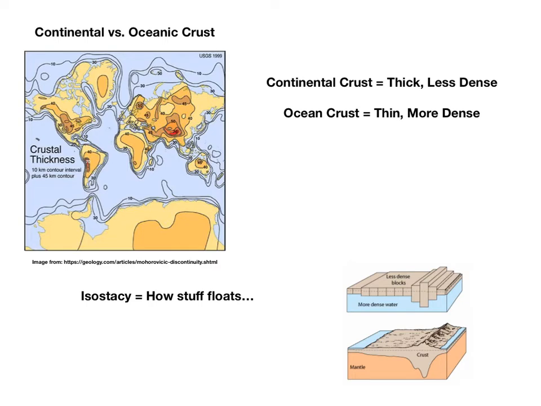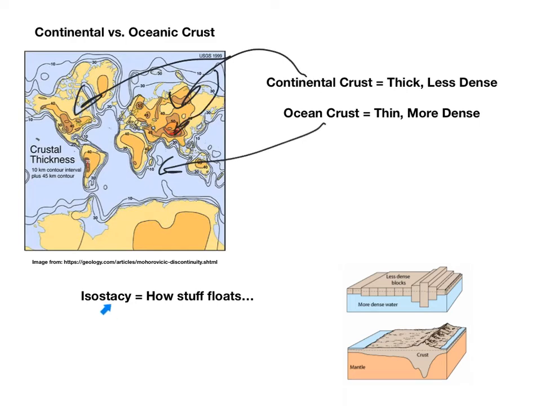Now, to understand how plates interact, we've got to know the difference between continental and oceanic crust. If you look at this map of crustal thickness throughout the world, you can see that continental crust is very thick, and it is less dense, versus ocean crust, which is much thinner and more dense. So right here, this is ocean crust. Continental crust is right here, and it gets thickest at places like mountains, like the Himalayas there.